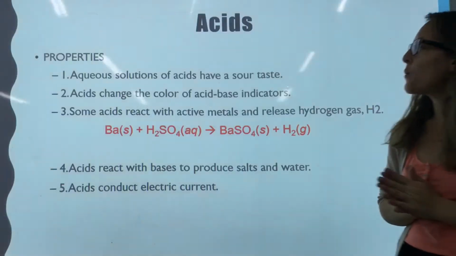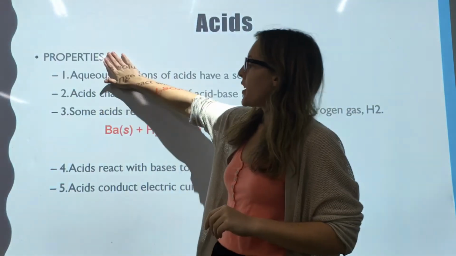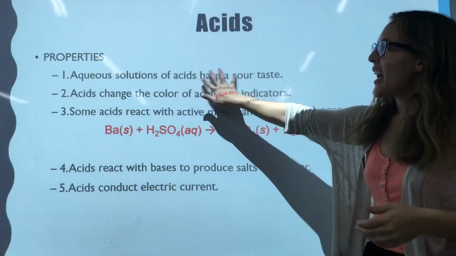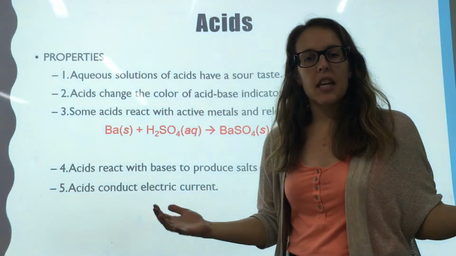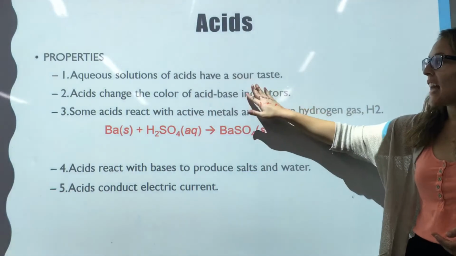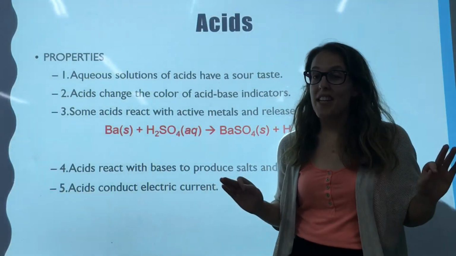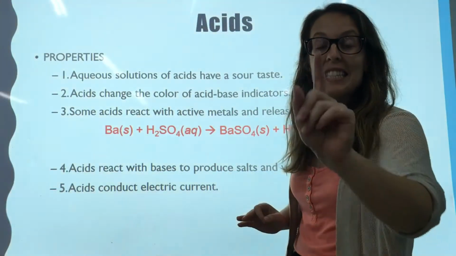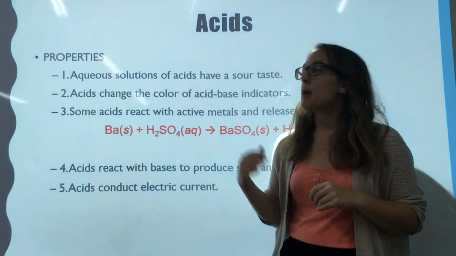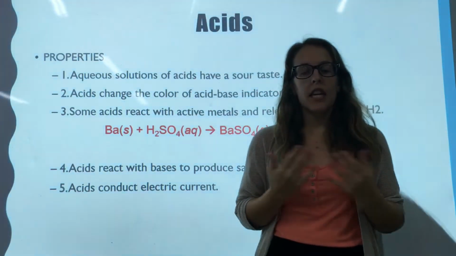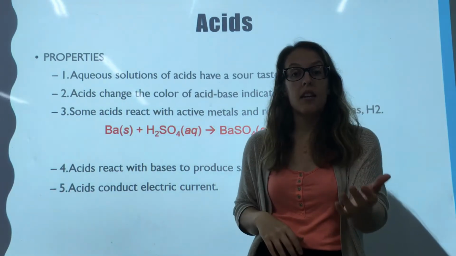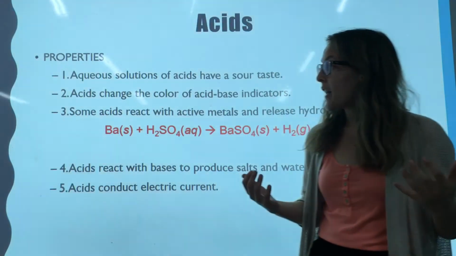So, if we want to begin with acids, the properties, there are 5 major properties that you should learn. 1. Aqueous solutions. What does aqueous mean? That it's in water. Of acids, have a sour taste. Okay, they may have a sour taste, but do not taste the stuff in the laboratory, guys. But things like, if you think about things you've eaten, vinegar has acetic acid in it. Lemon, citric acid, stuff like that.